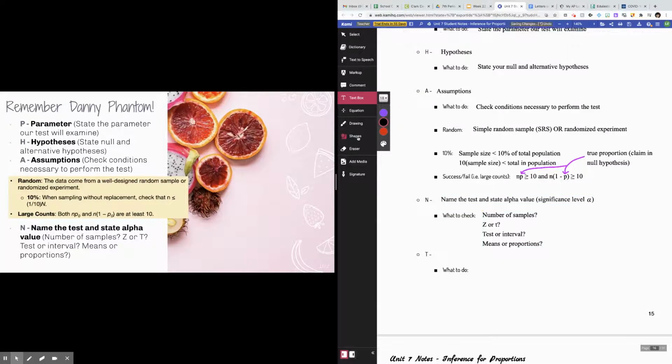Okay, in this unit, we're dealing with proportions, okay? Since we're doing a hypothesis test, the answer to this third question here is test. With proportions, the answer to the second question is almost always Z. So Z goes with proportions, right? And then number of samples will vary, right? Depending on the context of the problem.